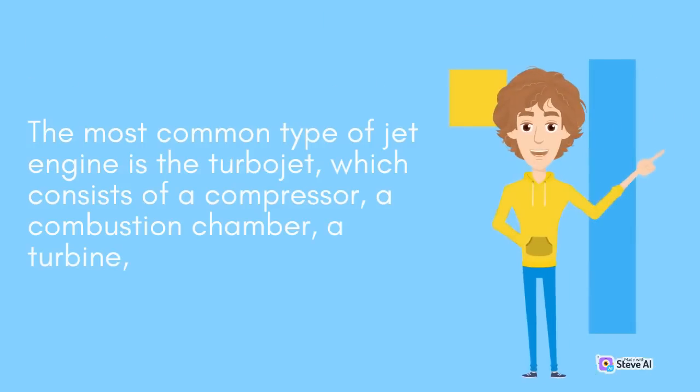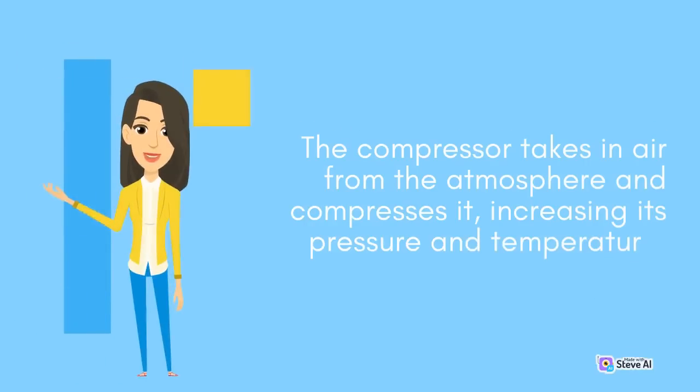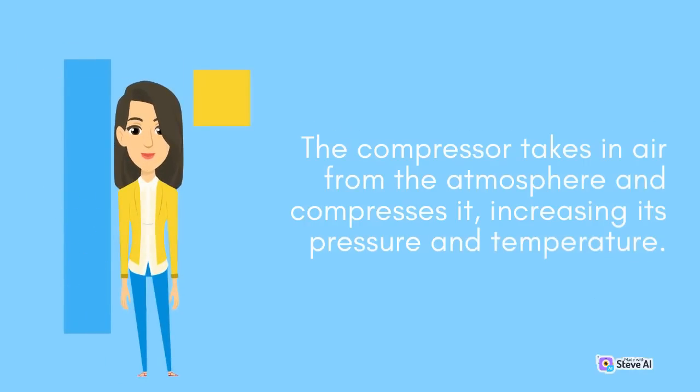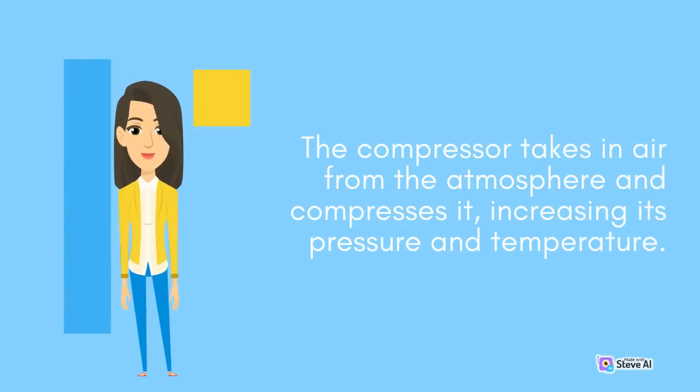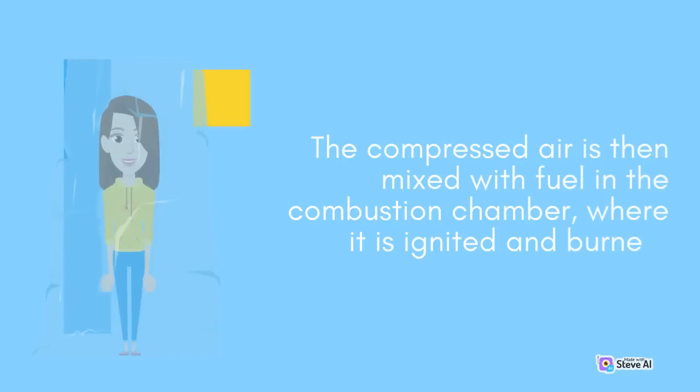The most common type of jet engine is the turbojet, which consists of a compressor, a combustion chamber, a turbine, and a nozzle. The compressor takes in air from the atmosphere and compresses it, increasing its pressure and temperature. The compressed air is then mixed with fuel in the combustion chamber, where it is ignited and burned.